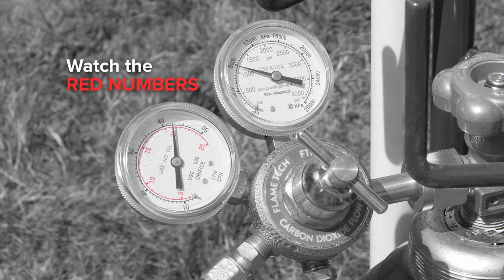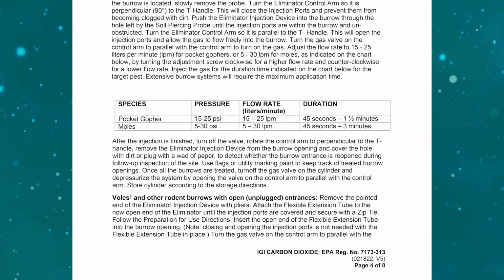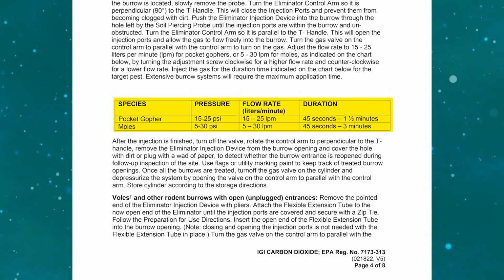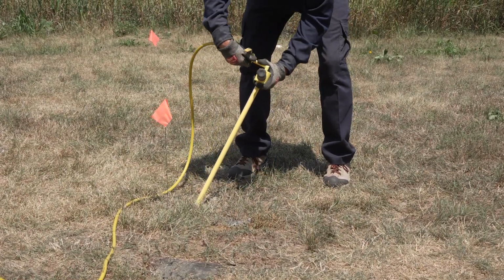The red numbers on the gauge indicate liters per minute and can be controlled with the adjustment screw on the side of the regulator. Turning the adjustment screw clockwise increases flow rate, and counterclockwise decreases it. The IGI CO2 label specifies the pressure, flow rate, and duration for each pest species. After the pressure is set, turn the valve off until it's ready to use again.